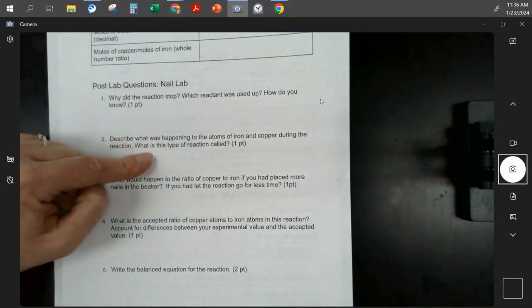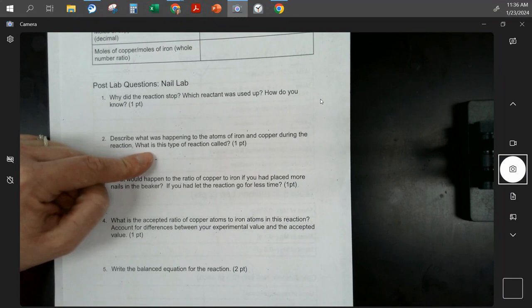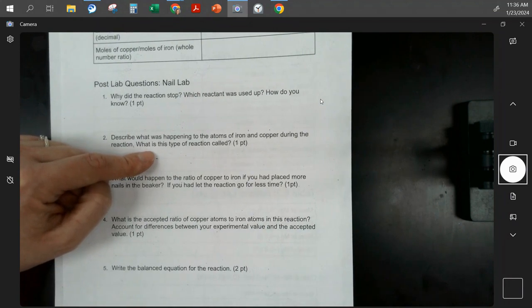Okay, so then we're going to think about what's happening to the atoms of iron and copper during the reaction. Does anyone want to explain to us what you think is happening? What's happening to the copper and iron atoms?